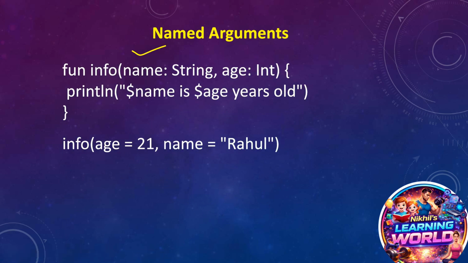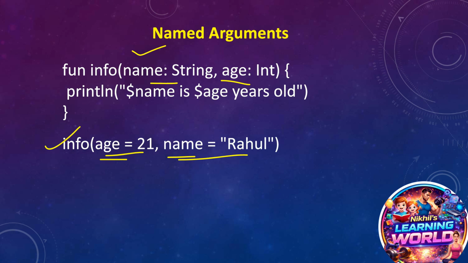sequence of that particular parameter, right? For example, function info with name and age, right? Two parameters. But by using age equal to 21 and name equal to Rahul, whatever the sequence of sending the variables, it may be name first or age first, not an issue, but we have to pass the arguments with the names, like age equal to 21. Or we can pass info name first, name Rahul and 21 will be sent.